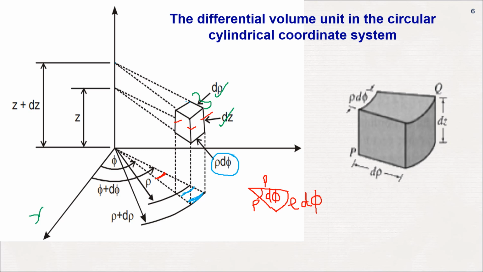This is going to be your x-axis, this is going to be your y-axis, and this is going to be your z-axis. Is that clear? See here, in this diagram, it is very clearly shown. d rho, dz, and what is this length of arc? This arc, and this arc, all this is going to be rho into d phi.